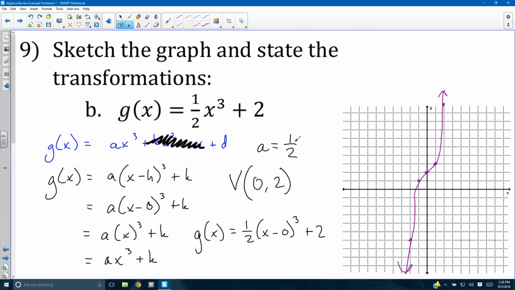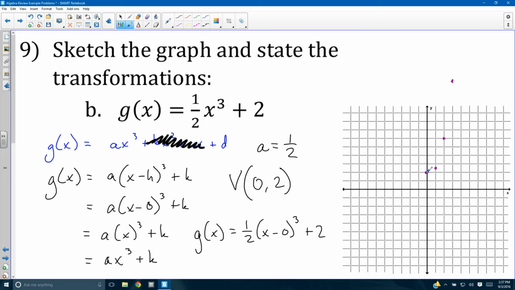But if stretch factor is 1/2, instead of going over 1 up 1, I'll go over 1 up 1/2. 1/2 of 1. Instead of going over 2 up 8, I'm going to go over 2 up half of 8, which is 4. Instead of over 3 up 27, I'd go over 3 up 13.5, somewhere way up there. Something like that. I don't know. Actually, probably not that tall. Maybe about right there.